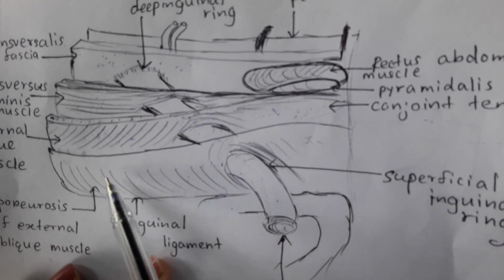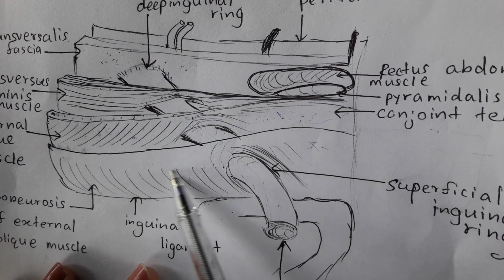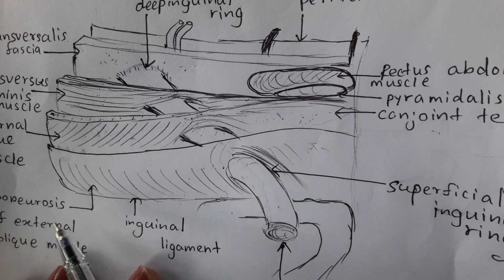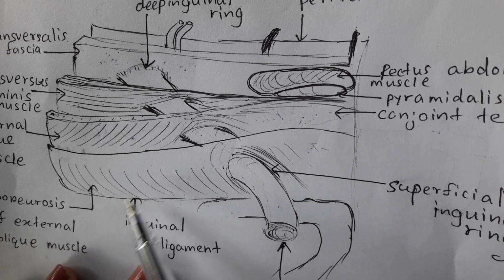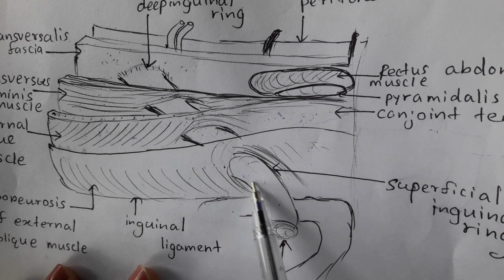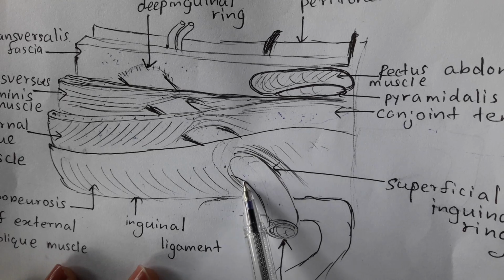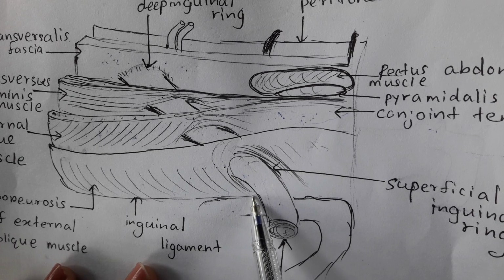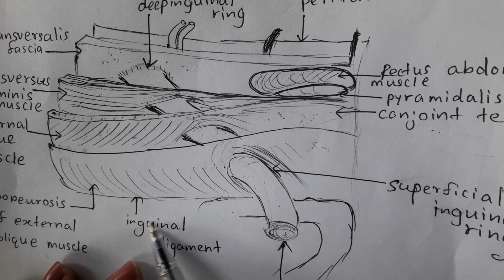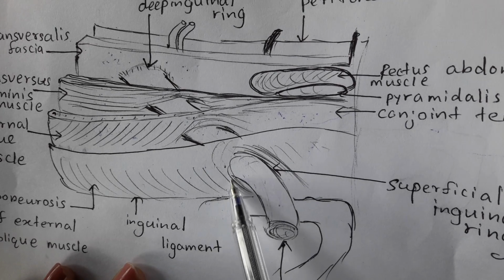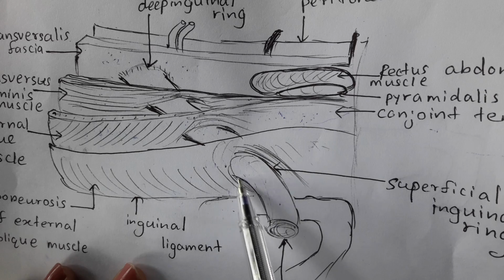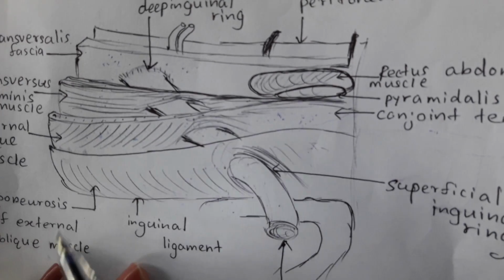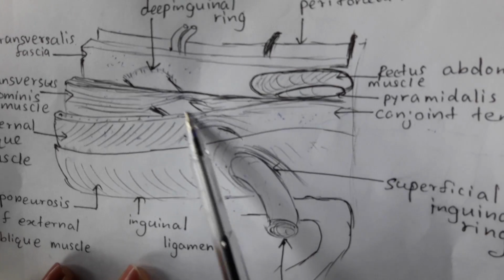It's the medial wall. And this is the anterior wall. The anterior wall is formed by the aponeurosis of the external oblique muscle. And this is the superficial inguinal ring. And this is the floor, that means the inferior wall of the canal. What's that? The inguinal ligament. So this is the superficial inguinal ring, and this is the deep inguinal ring. Okay, so this is the inguinal canal.